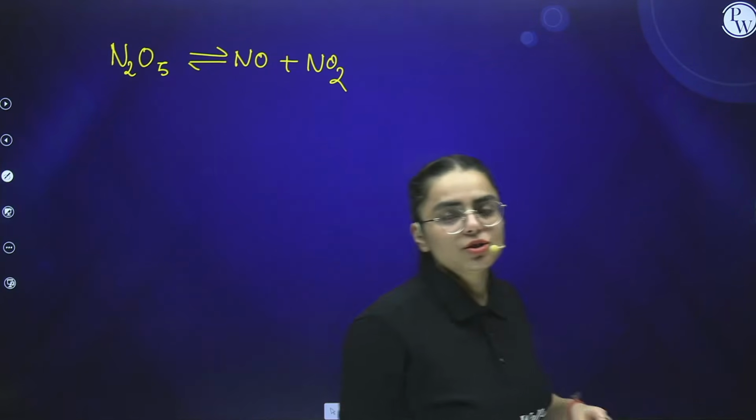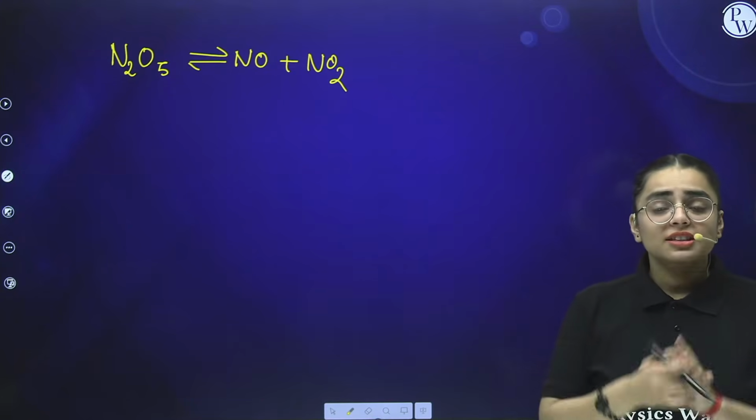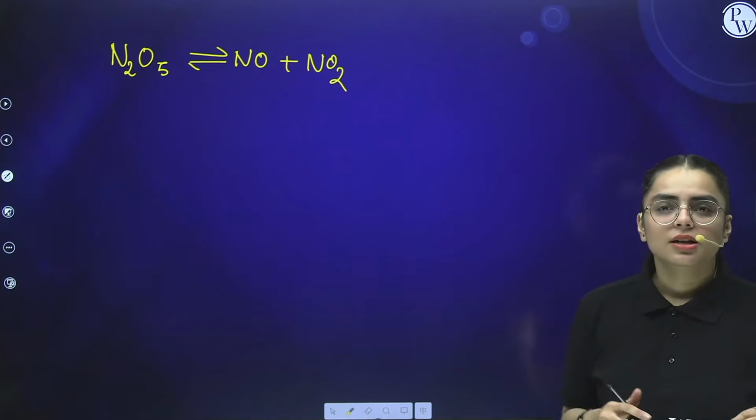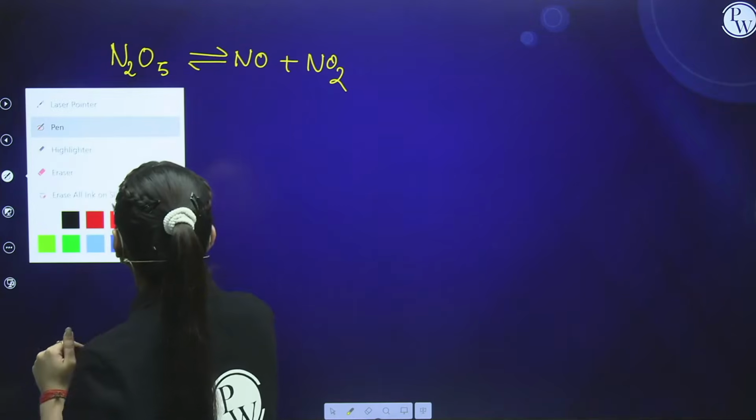Okay, this is the case, students. I want you all to calculate here. If I give you the total pressure as P and the degree of dissociation as 50%. Sorry, it is N2O3. Kindly correct it. It is N2O3.